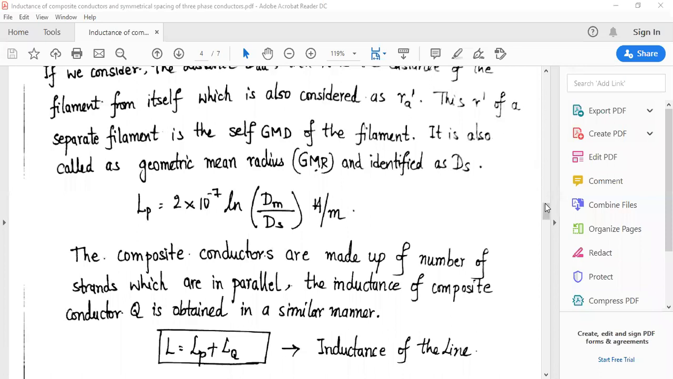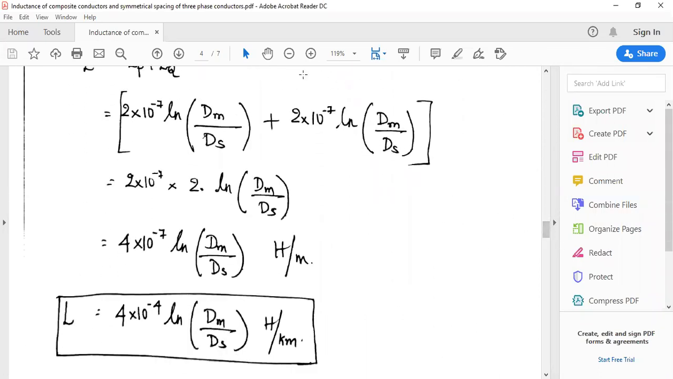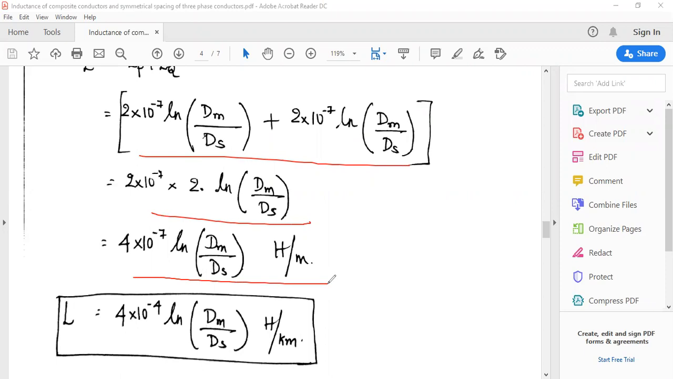So you can write down the expression, or you can remember this expression. If you add it, you'll get 4 into 10 power minus 7 ln of dm by ds Henry per meter. So L equals 4 into 10 power minus 4 ln of dm by ds. If I want to express in kilometer, that would be Henry per kilometer. So moving on to the next problem.